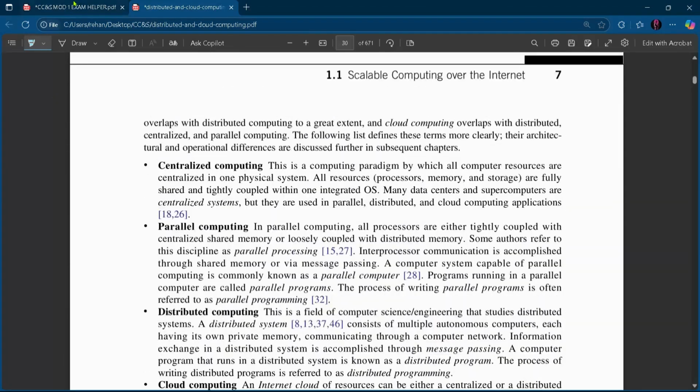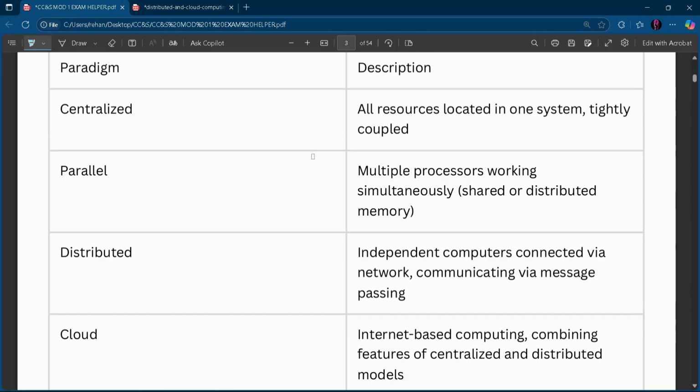Okay, so these four themselves are broken down into very simple things. This description, if you understand this one line, then you can write additional points for that. All resources located in one system, they are tightly coupled. Parallel: multiple processes working simultaneously, shared or distributed memory.